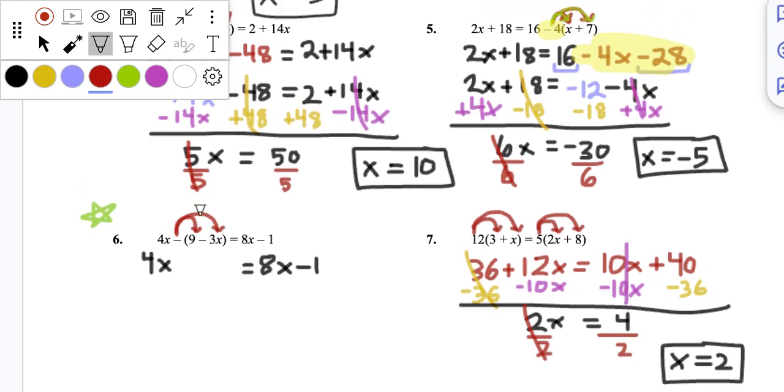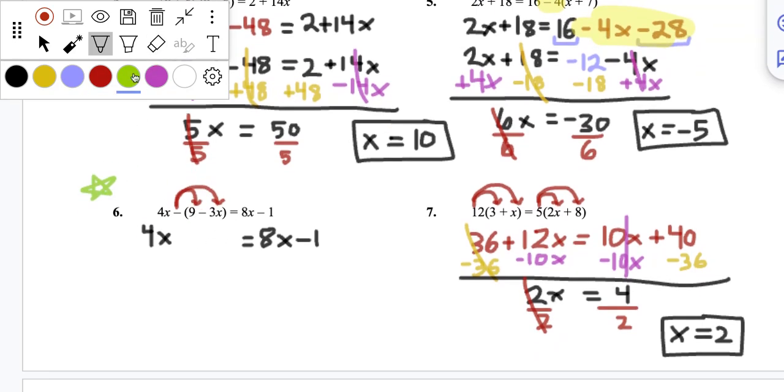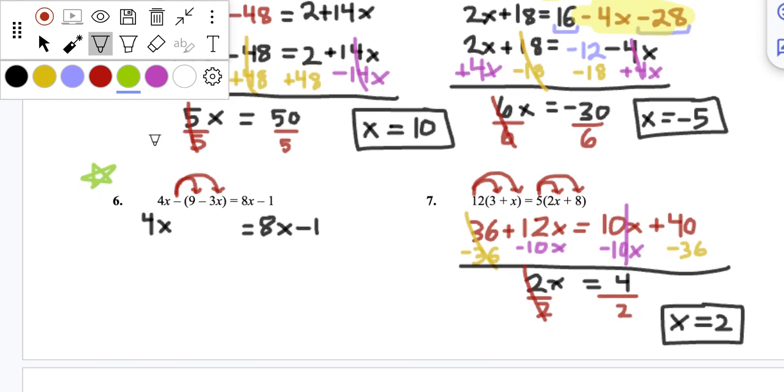Okay, so this next one, I'm going to make sure we have the answer for number 6. Let's pretend number 6 is the most important problem on our page. That's why I put a star on it, because there's an easy way to make a mistake on number 6. So I wanted to check it with you, okay?